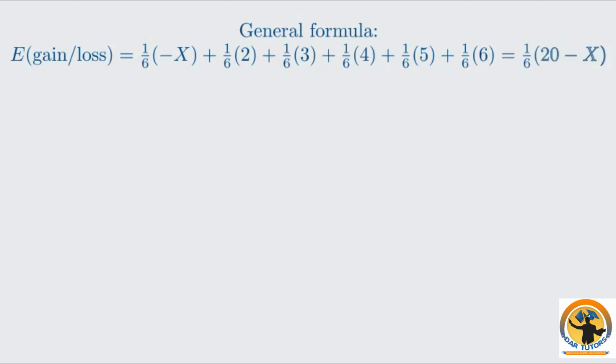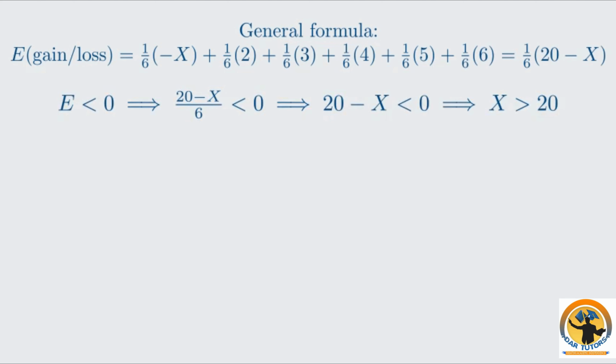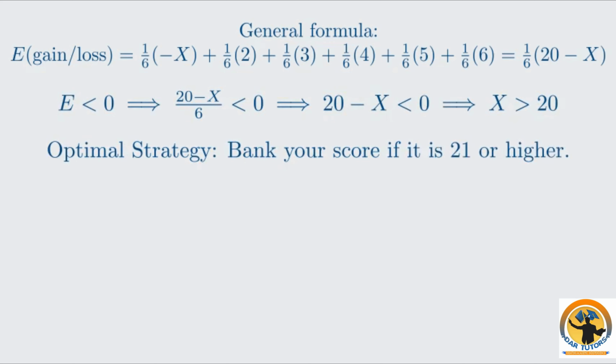Now the problem asks for the lowest score at which it is not beneficial to continue rolling. This means finding the score x where the expected gain or loss is negative. The general expected gain from rolling again is 1/6 times negative x plus 2 plus 3 plus 4 plus 5 plus 6, which simplifies to 20 minus x over 6. We want this to be negative. We need 20 minus x divided by 6 to be less than 0. Multiplying by 6 gives 20 minus x less than 0, which means x must be greater than 20. Therefore, the lowest score at which it's no longer beneficial to roll again is 21.